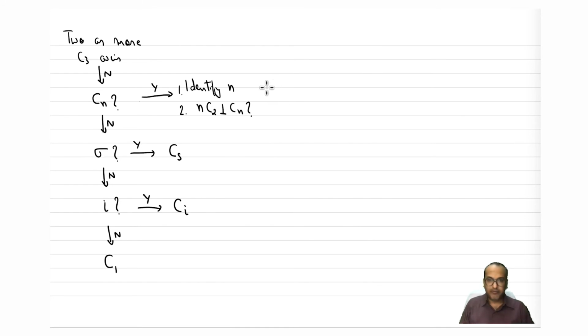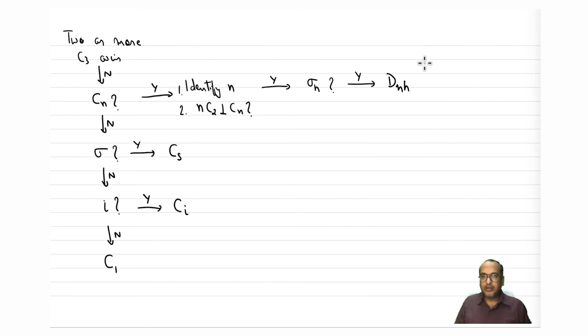Okay, so now if that is a yes, then you will ask, does it have a sigma h? Okay, horizontal plane. So horizontal plane, meaning sigma h, has to be perpendicular to the Cn axis which is present. Now if it is a yes, then you say it's a Dnh point group. Dnh.